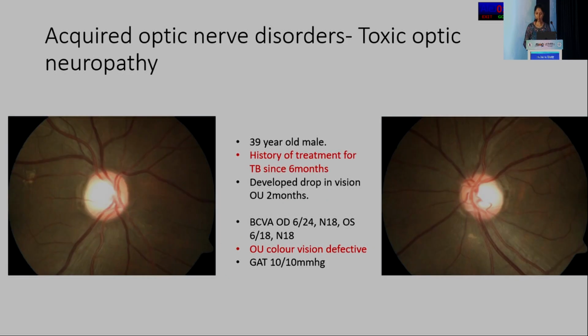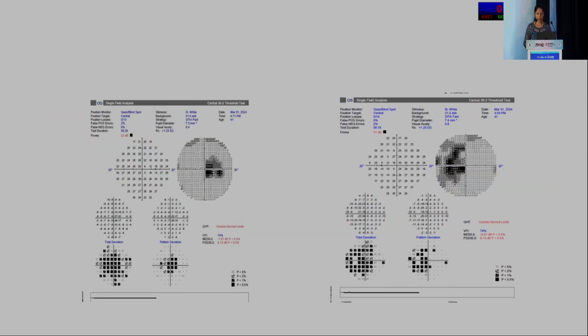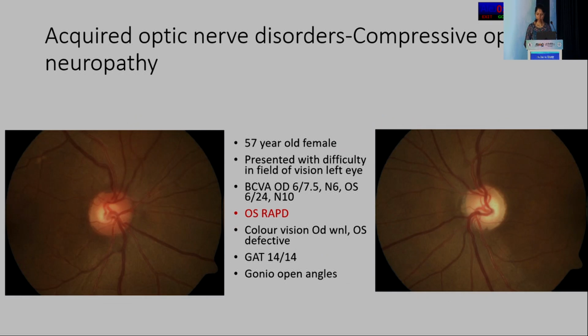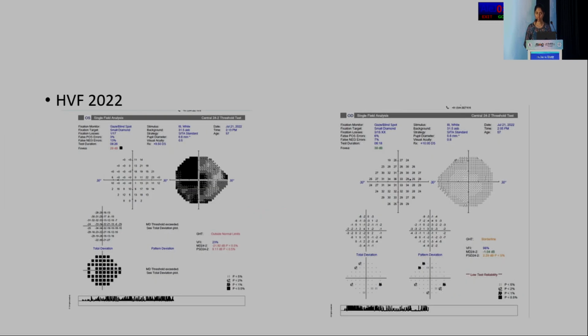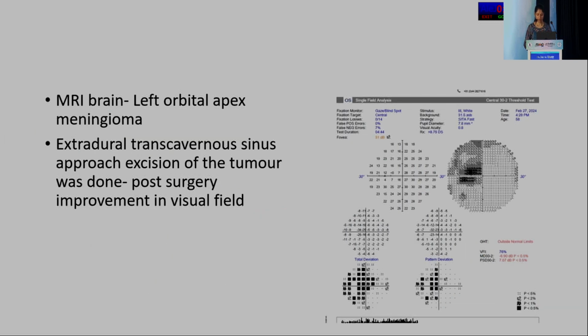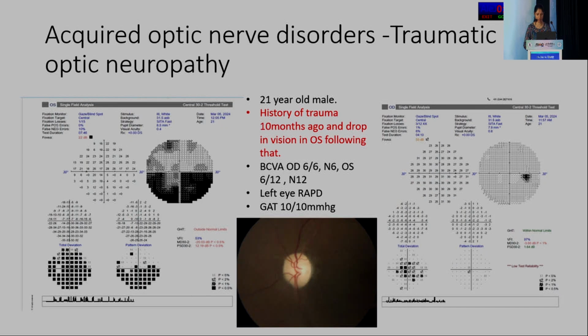Another example of an optic nerve disorder commonly seen is toxic optic neuropathy. Here the patient had a history of treatment for tuberculosis for 6 months, and the discs in both eyes show temporal pallor, and visual fields show central defects in both eyes. This is an example of a 57-year-old female presenting with defective field of vision in only one eye with an RAPD on clinical examination. Visual field defects show constricted fields. MRI showed a left orbital apical meningioma causing compressive optic neuropathy.